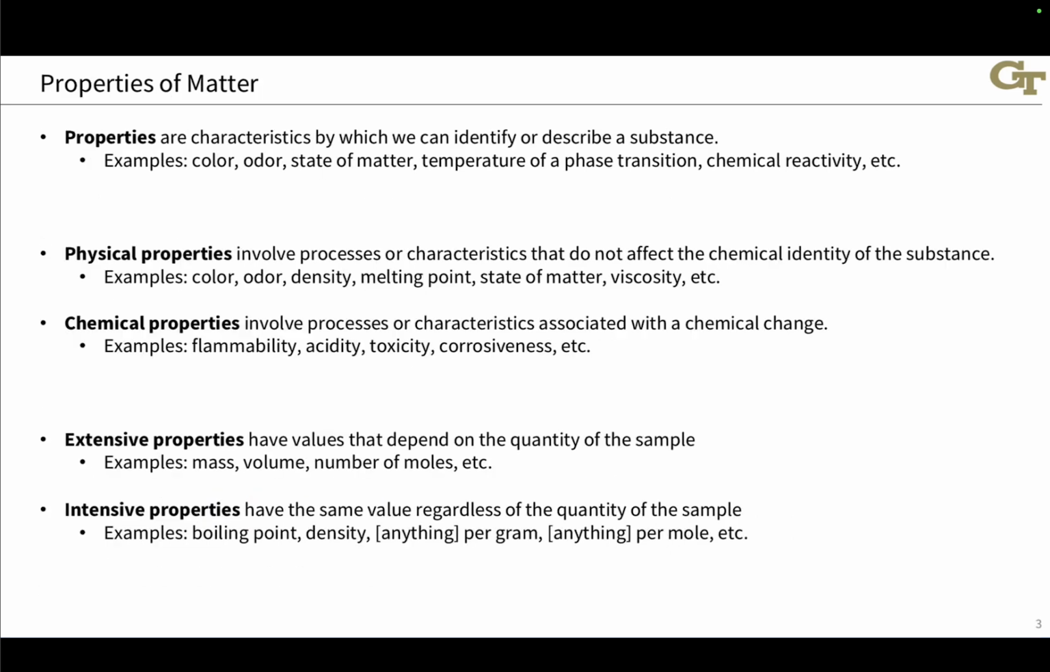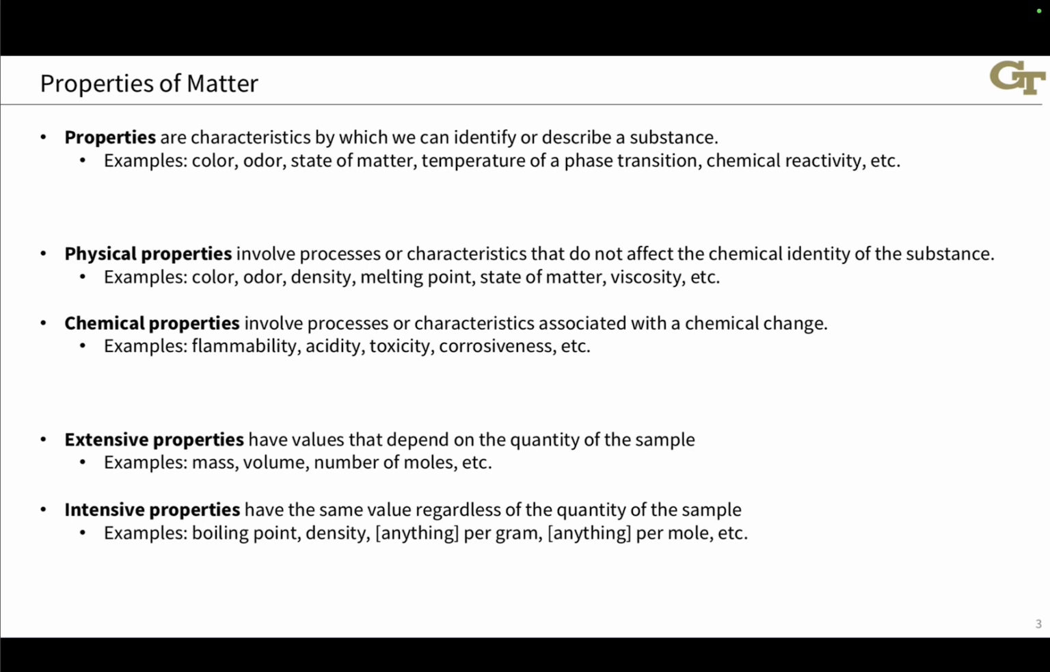So let's start by defining exactly what we mean by properties. A property is a characteristic of a substance by which we can identify or describe the substance. And this is almost anything you can think of that we can ascribe to a sample of matter. Mixtures actually have properties as well. This is not necessarily just pure substances. It's things like color, odor, the state of matter, the temperature at which the substance undergoes a phase transition, types of chemical reactivity, rates of chemical reactivity, all kinds of things. Absolutely any way we can describe a substance corresponds to what we call a property.